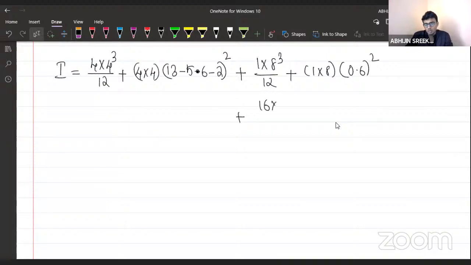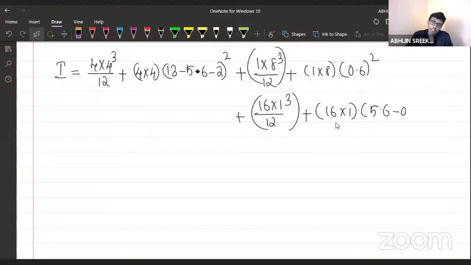Plus 16 into BD cube divided by 12 plus A1 H1 square, right? A1 there is 16 into 1 into 5.6 minus 0.5, the whole square. So this will be the I value. Total, I am going with Mahadeva's answer. You can confirm this. Yes, you can confirm this. Very good, Madhav. You're right.